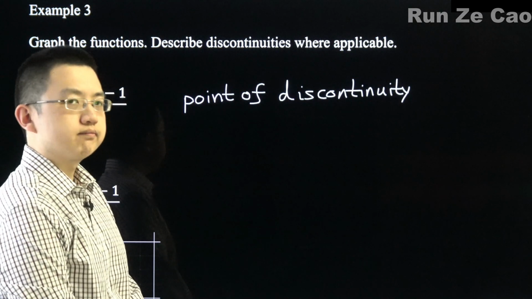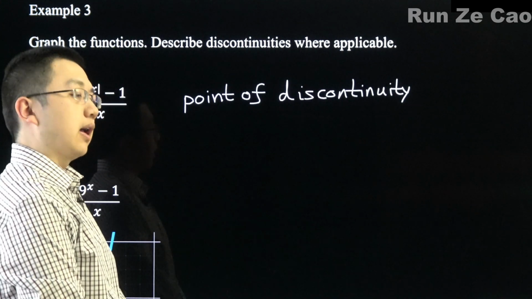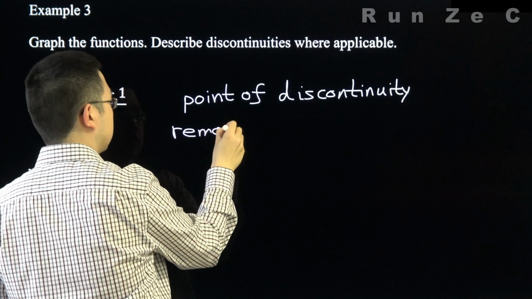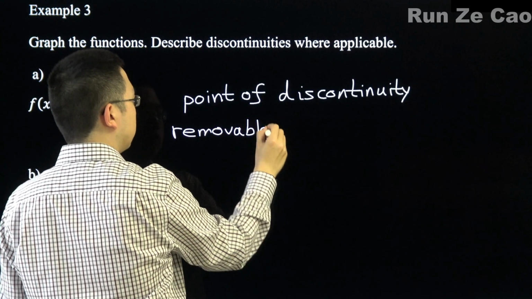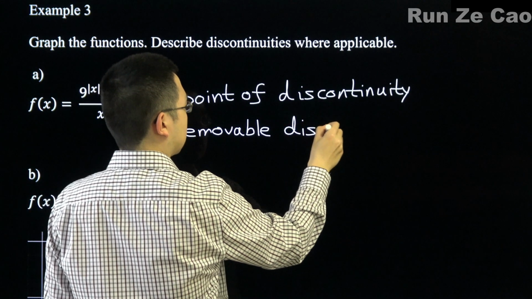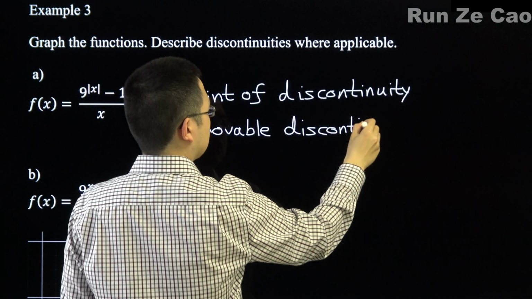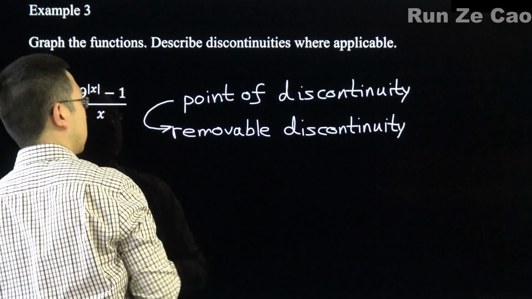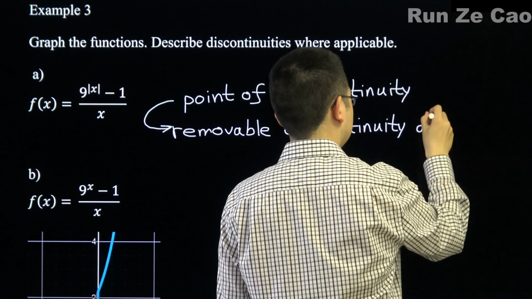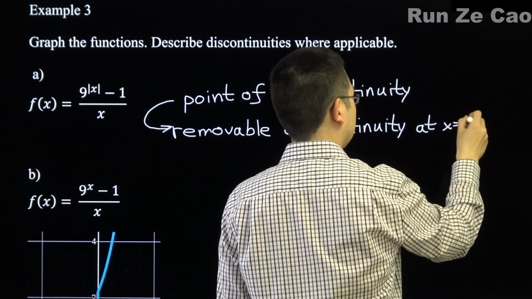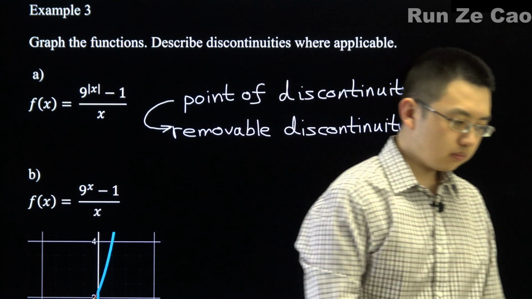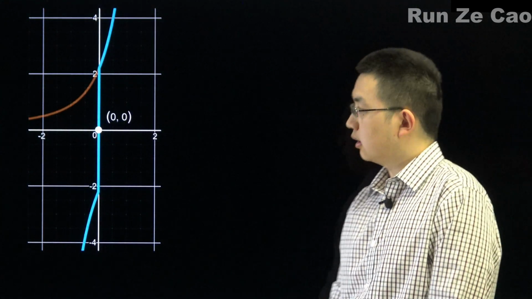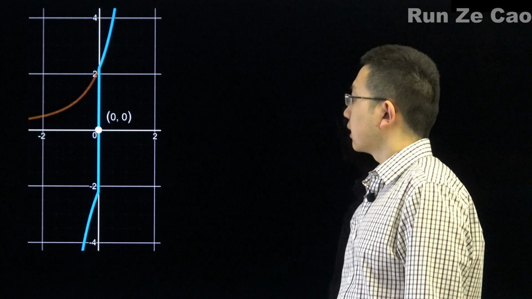Is there another word for this? Or another term? Well, yeah. Okay. We can call this removable discontinuity at x equals 0. And the rest, well, as we can see, it's continuous except at x equals 0.